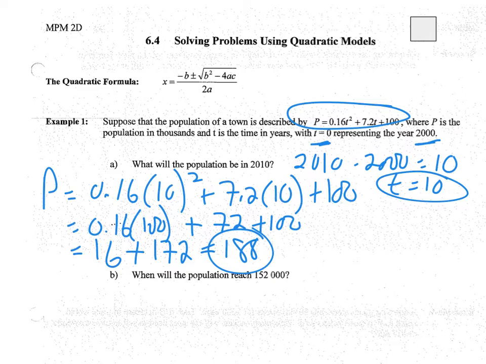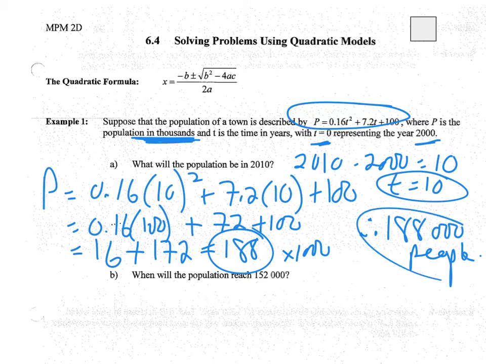And then we need to recall that the population's in thousands. So we would need to multiply this answer by 1,000. So therefore the population in 2010 will be 188,000 people. So that's the prediction for 2010 if we were in the year 2000.